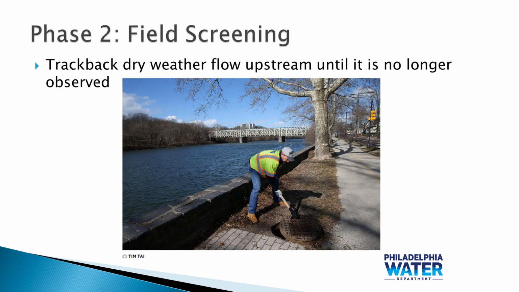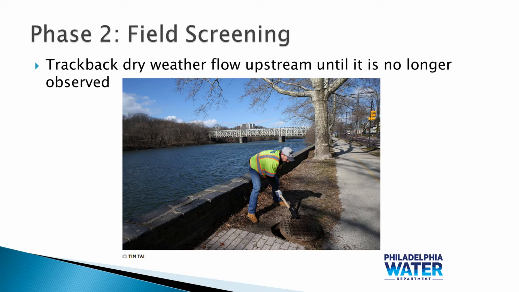The next phase of this investigation is field screening. This is a process through which we track back dry weather flow from the outfall up into the system. And this is really where we're using that tree analogy to our advantage. So we will begin at the outfall. You can see here one of our field staff popping open a manhole to look into the storm sewer system to see if there's flow. Staff will start at the outfall and they'll begin working their way back up through the collection system.